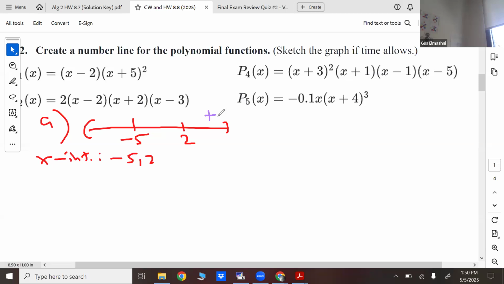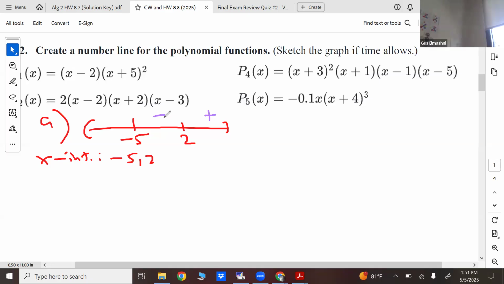Give me a number between -5 and 2. 1, great. What's 1 minus 2? -1. Negative. It's negative now, right? What's 1 plus 5? 6 squared is positive, so if I multiply by -1, negative. Good. Okay, so it's negative. Great. That's at -5. It bounces.